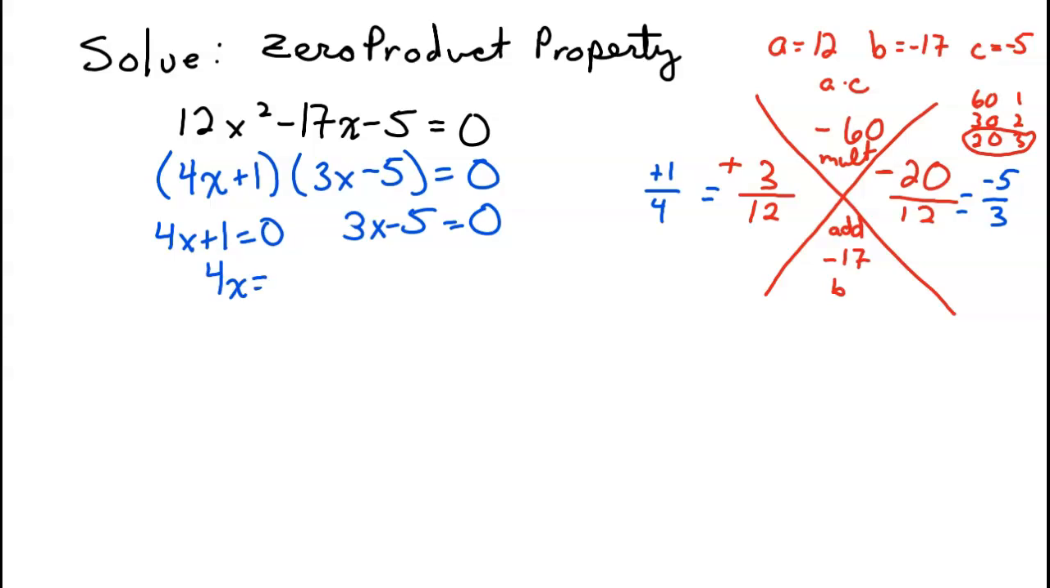So I get 4x is equal to a negative 1. X equals a negative 1/4. 3x equals a positive 5. X equals a 5/3. Solution set would be a negative 1/4 and a positive 5/3.